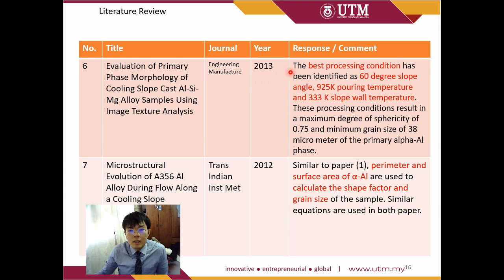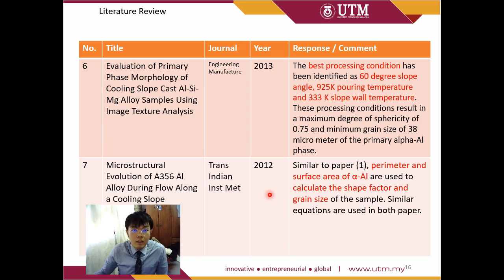So from the experiment, the best processing condition is 60 degrees slope angle, 925 Kelvin pouring temperature, and 333 Kelvin slope wall temperature. And similar to the first paper, the perimeter and surface area of alpha aluminium are used to calculate the shape factor and grain size of the sample. Similar equations are used in both papers.